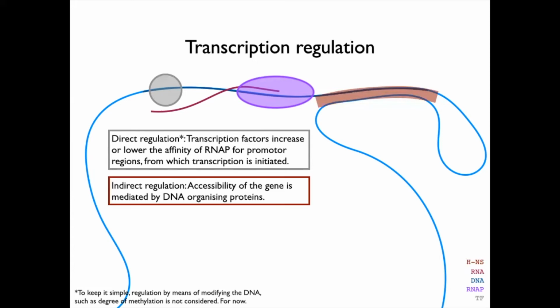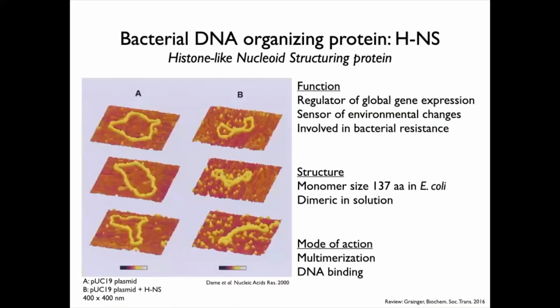And this is what we call then indirect regulation. So the accessibility to the gene is mediated by so-called DNA organizing proteins. And one of the most famous ones is chromatin. And you might think, well, what a simplistic structure. Well, this is actually what some DNA organizing proteins do.